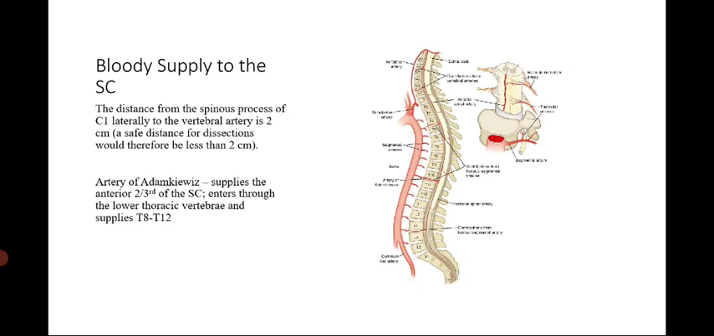Now, lastly, we have the blood supply to the spinal cord. The distance from the spinous process at C1 laterally to the vertebral artery is usually 2 centimeters. So we never extend beyond 2 centimeters at the posterior aspect. And finally, we also have the artery of Adamkiewicz, which is important because it supplies the anterior two-thirds of the spinal cord. This artery enters through the lower thoracic vertebrae and supplies T8 to T12.